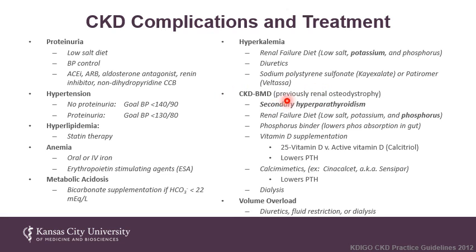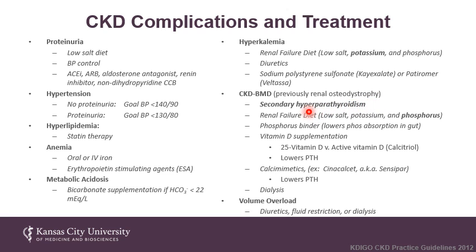Often patients will get what we call CKD BMD, bone mineral disease. Previously we called it renal osteodystrophy. So what happens is phosphorus levels go up because phosphorus is primarily excreted by the kidneys. Calcium levels go down. This stimulates the parathyroid to release more parathyroid hormone. So we call this a secondary hyperparathyroidism. So long term, this can cause bone thinning.